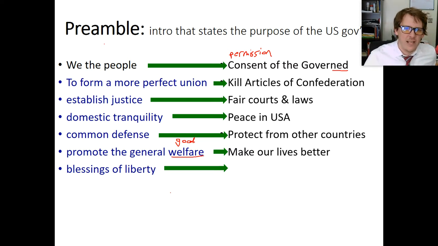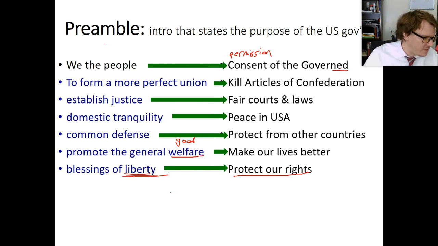And then last, the blessings of liberty. This is simply saying just protect our rights. Liberty is a fancy word for rights, or sometimes you can interpret liberty as free of government restrictions, meaning don't restrict our rights. Create an America where our rights are free. No one's taking things away from me.